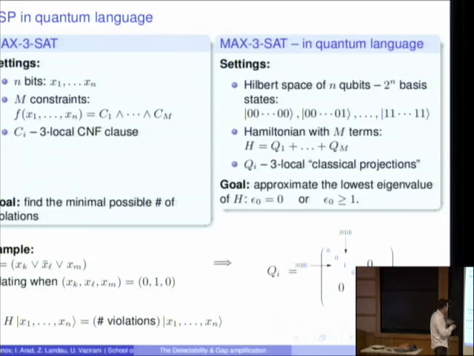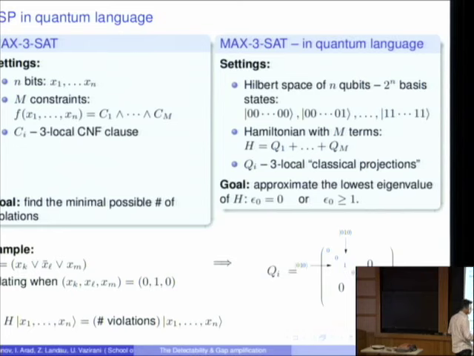So the idea is now to transform every such constraint into a local projection Q. So let's look at an example. We pick some constraint, for example, x_k or not x_l or x_m. This constraint is only violated when we have 0, 1, 0. Okay? So the idea now is to translate it into a projection on these three qubits.